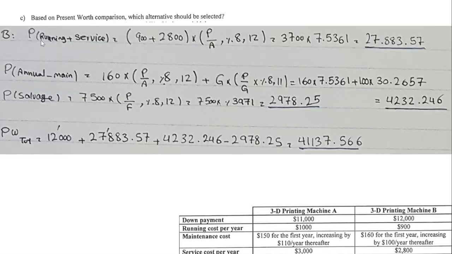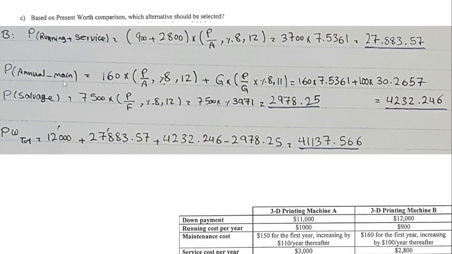Now I have to do the same for project number B. The running and services would be 900, and 2,800. I add them together. This is something annual. If I want to calculate the present worth, I will find present over annual, 8%. The life of the second project is 12 years, and that's the reason I mentioned 12 over here. According to the compound table, the value would be 7.5361 times these two numbers, 3,700. The total value would be 27.